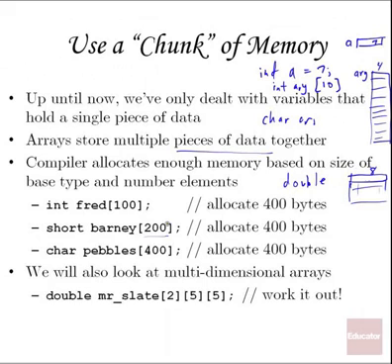So 200 times 2 is 400 bytes. Now here we have a char for Pebbles, 400 characters. A char is 1 byte, so we've allocated 400 bytes. And we'll also look at the multidimensional arrays, where you've got an array of arrays. So here we have a 3-dimensional array, Mr. Slate. This is a double. It's 2 by 5 by 5. Part of your homework assignment is to calculate how many bytes this is going to take.